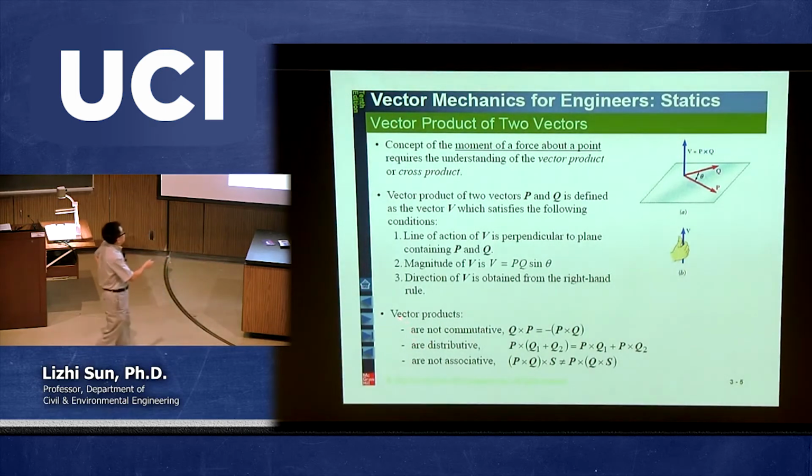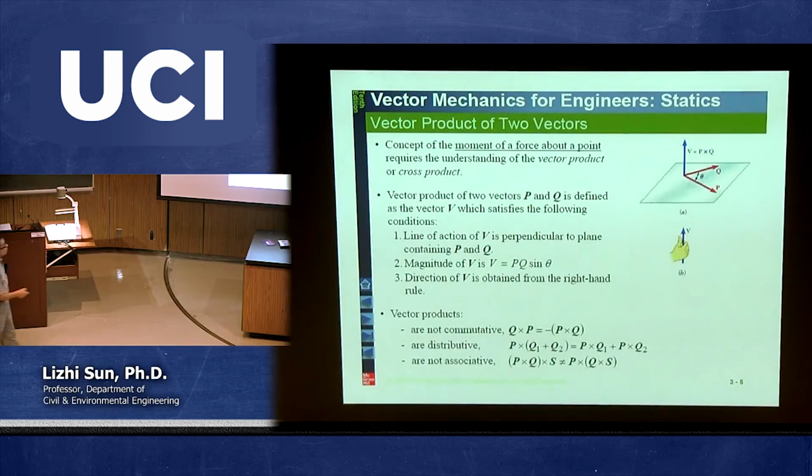Number two, the vector product is distributive. In other words, when you have Q1 plus Q2 multiplied with P, then you can just separate it out into P cross Q1 plus P cross Q2. That's the same. However, the vector product is not associative. In other words, when you have three vectors, P cross Q and then further cross S is not equal to Q cross S first and then the vector product with P. That's not equal. So you need to be careful when you operate such a product.